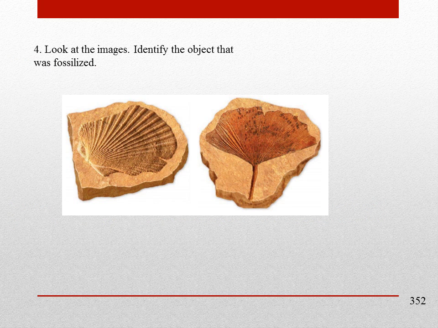We are still on page 352. Question 4. Look at the images. Identify the object that was fossilized. The first one is shell. Excellent. The second one, very good, leaf.